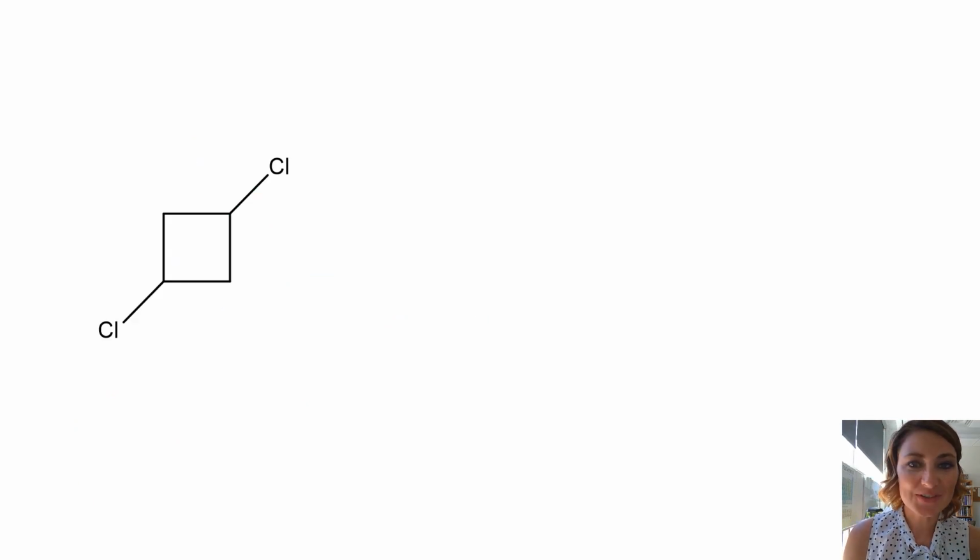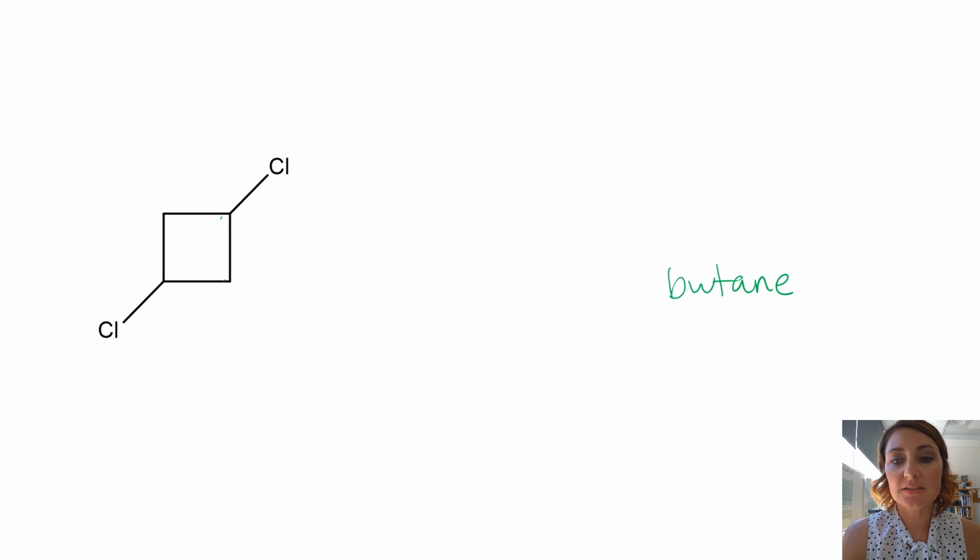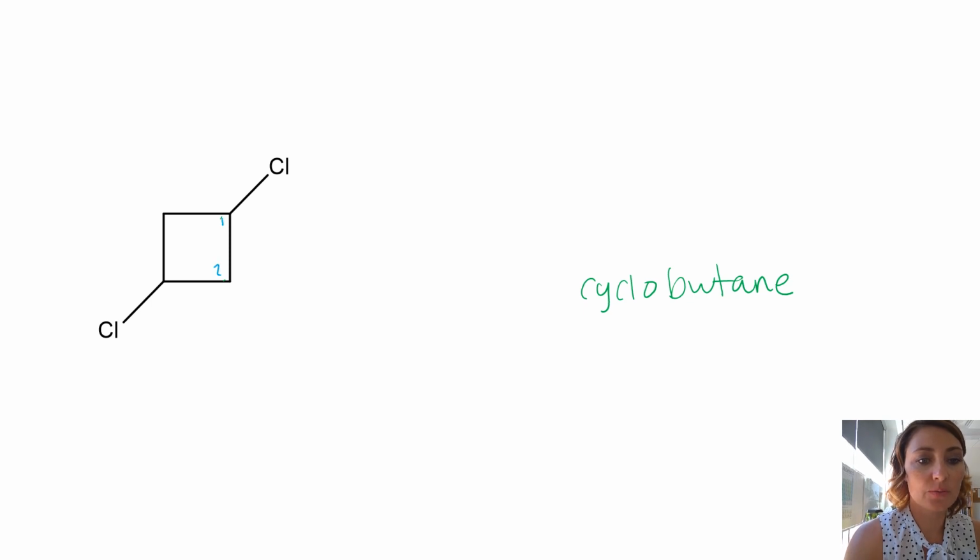All right, this one should feel easy after the last one. So we're going to start with the parent, which is the cyclic ring. And it is 1, 2, 3, 4 carbons long, which is butane. Because it's cyclic, we need to put cyclo on there. And I am going to count around the ring so that we can number our branches. 1, 2, 3, 4. And these guys are in the 1, 3 position no matter what I do.